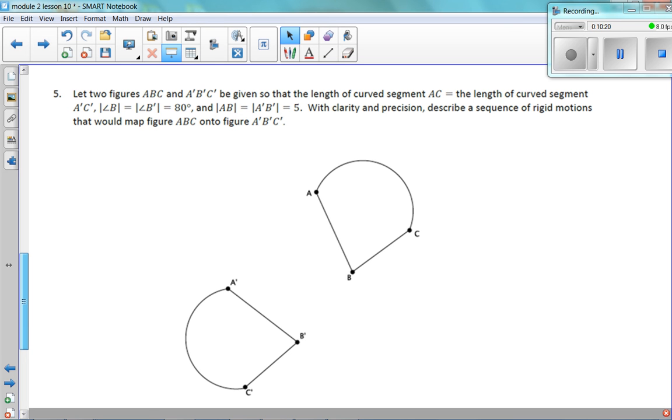With clarity and precision, describe a sequence of rigid motions that would map figure ABC onto figure A prime B prime C prime. So stop the video and try to see how you could, with your transparency, map one figure onto the other and see what you can come up with.